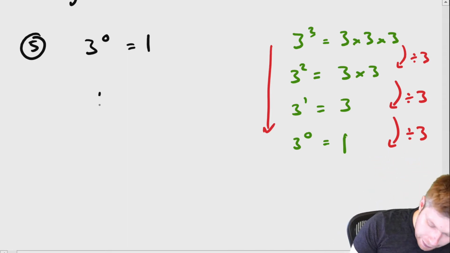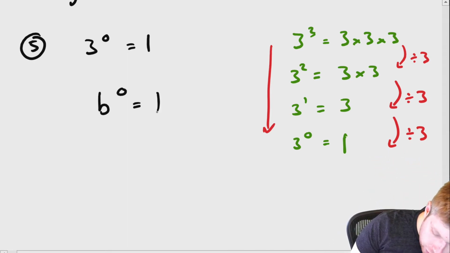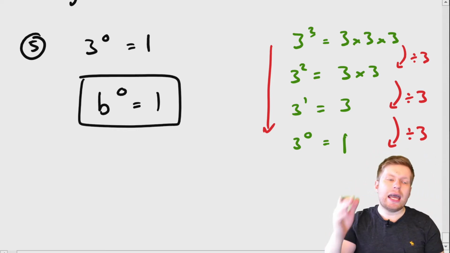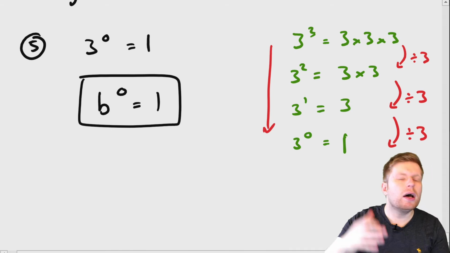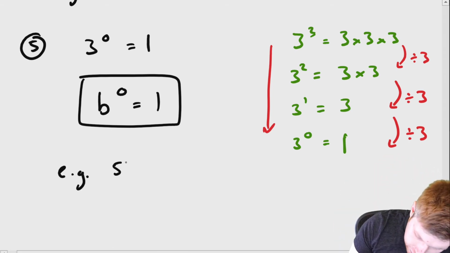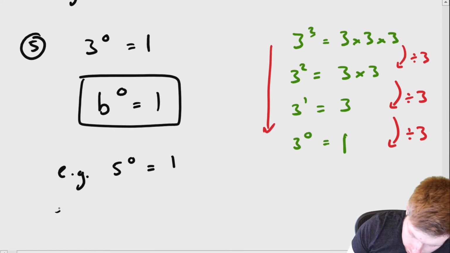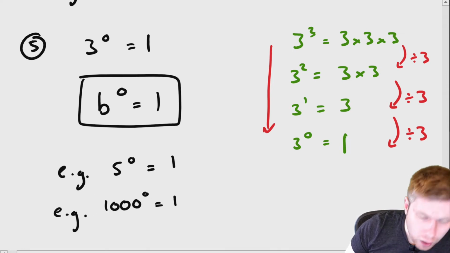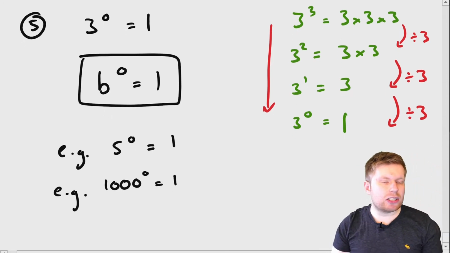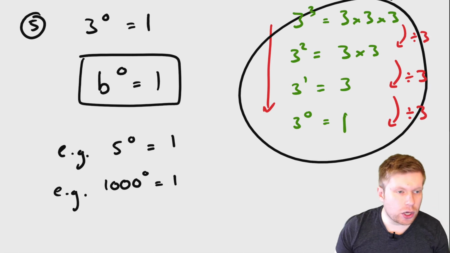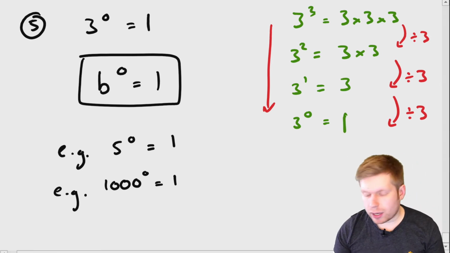And this is true of any power. Any base to the power of 0 is always going to just be 1. It's not 0, it is 1. As an example, if I give you 5 to the power of 0, guess what? That's 1. If I give you 1,000 to the power of 0, guess what? That's 1. So any base to the power of 0 should always be 1 because of this pattern that we observe over here, because you're effectively just dividing by 3.